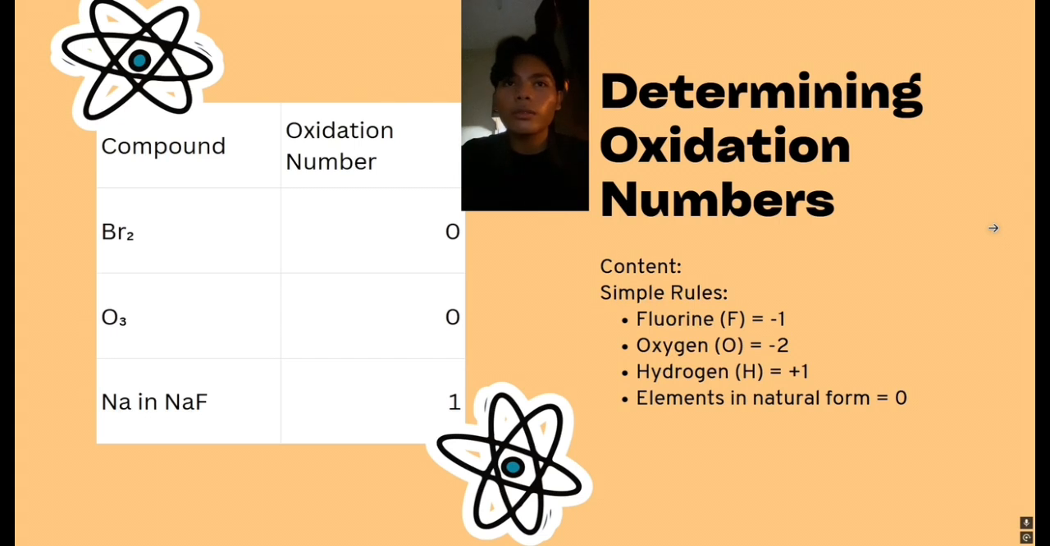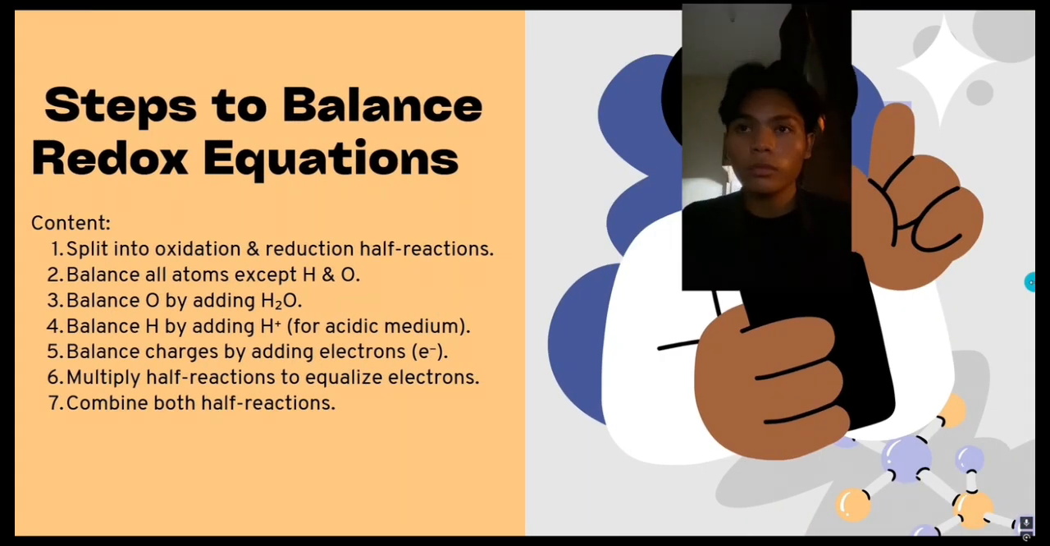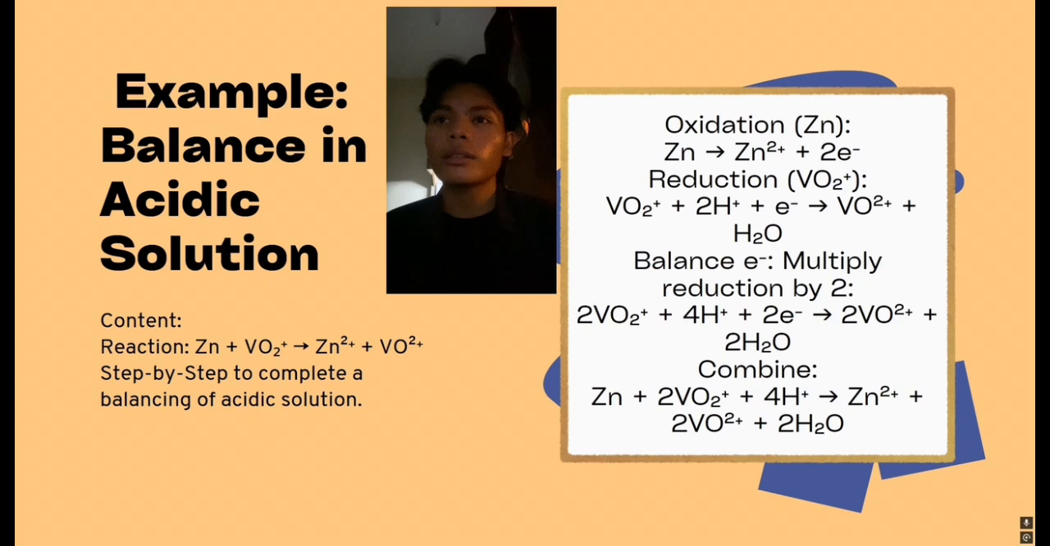Moving on to determining oxidation numbers. To check electron transfer, we use oxidation numbers. For example, Br2 and O3 are both 0, while Na is +1 in Na+. Okay, let's balance this in an acidic medium.